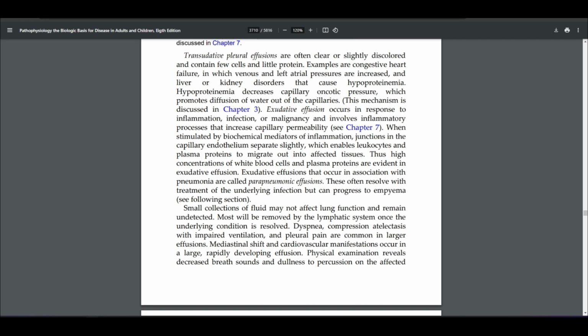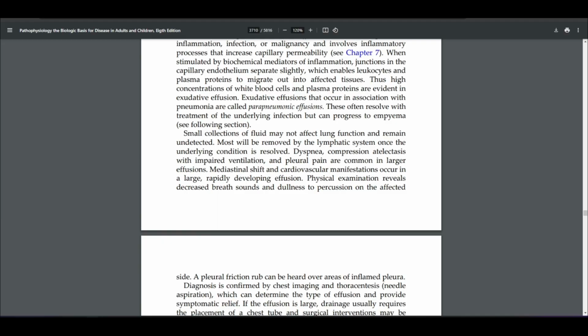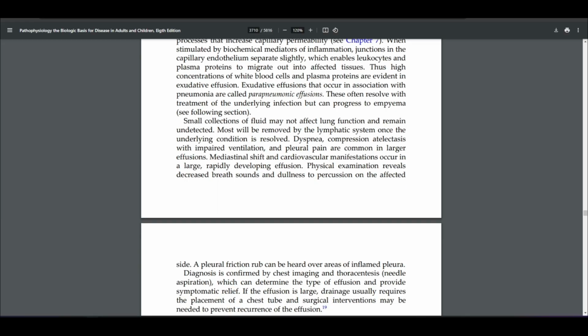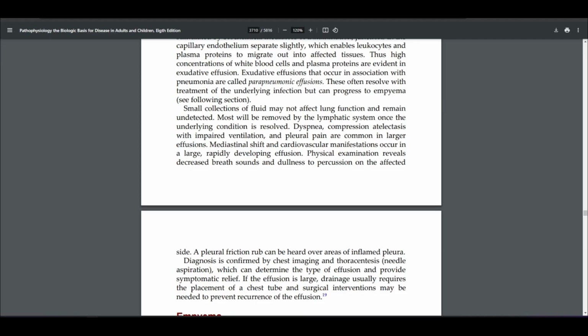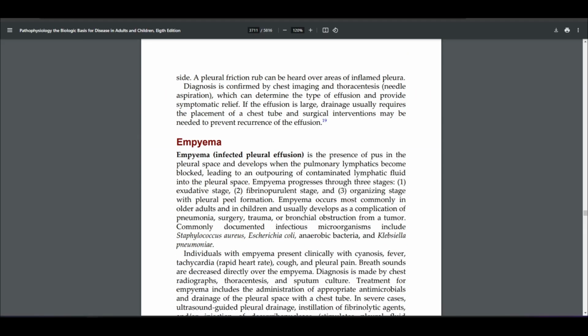Dyspnea, compression atelectasis with impaired ventilation, and pleural pain are common in larger effusions. Mediastinal shift and cardiovascular manifestations occur in a large, rapidly developing effusion. Physical examination reveals decreased breath sounds and dullness to percussion on the affected side. A pleural friction rub can be heard over the areas of inflamed pleura.